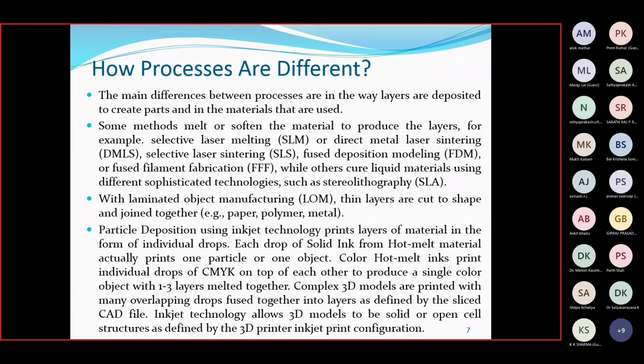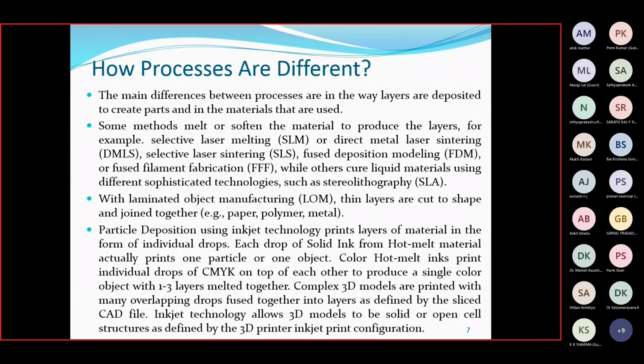The main difference between processes is the way the layers are deposited to create parts. And the second difference is the material that can be used with that process. So two main differences are there in different kinds of processes. The first one is how they are going to generate each layer, and then how they are going to add another layer upon that previous layer. Then the material that can be used. On these two points, each and every process is different.